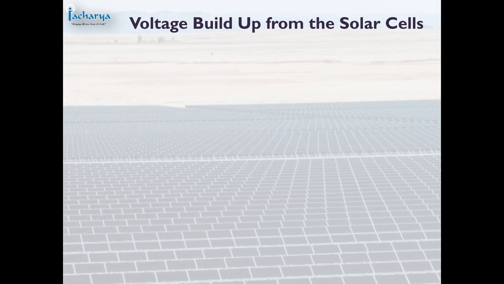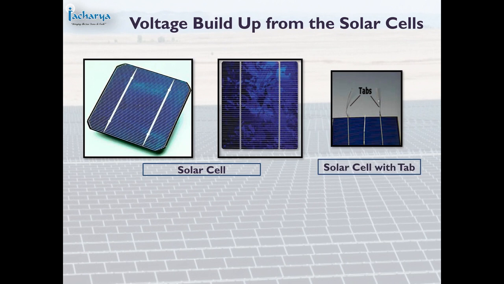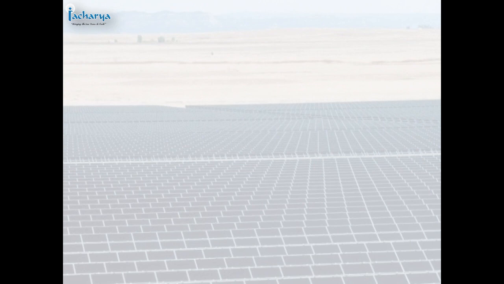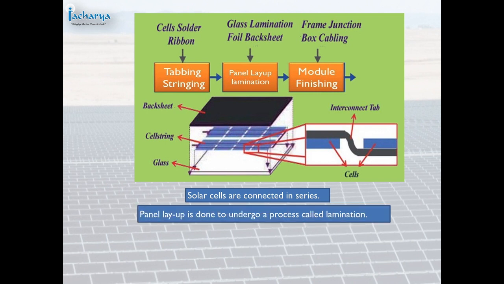Voltage build-up from the solar cells. This slide depicts the solar cells and how the solar cells are connected in series to build up the voltage. The front surface is negative and the back of the solar cells is positive. Here we are depicting how the process of solar cells connected in series and panel layup is done to undergo a process called lamination, and the laminate is framed.